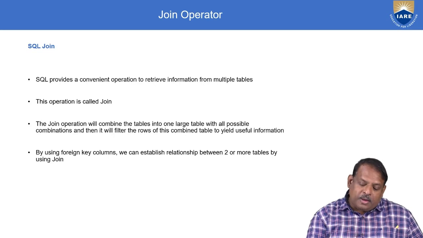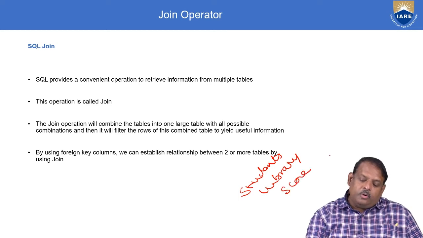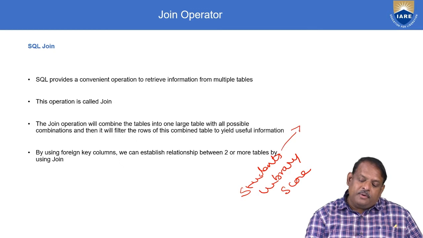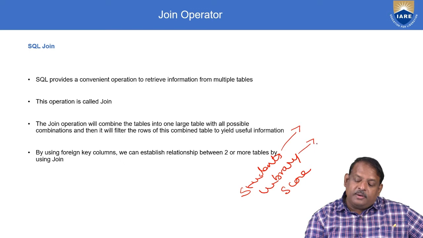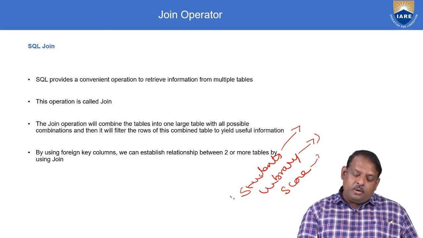For example, you have the student table here, and you have one more table called library. You have one more table called score. Now the student is a master table. It will have the student details. In the library, you will have what books the student has taken, and the score will show the marks obtained by a student. So, as part of the normalization, your student data is scattered across these three tables: one, two, three.